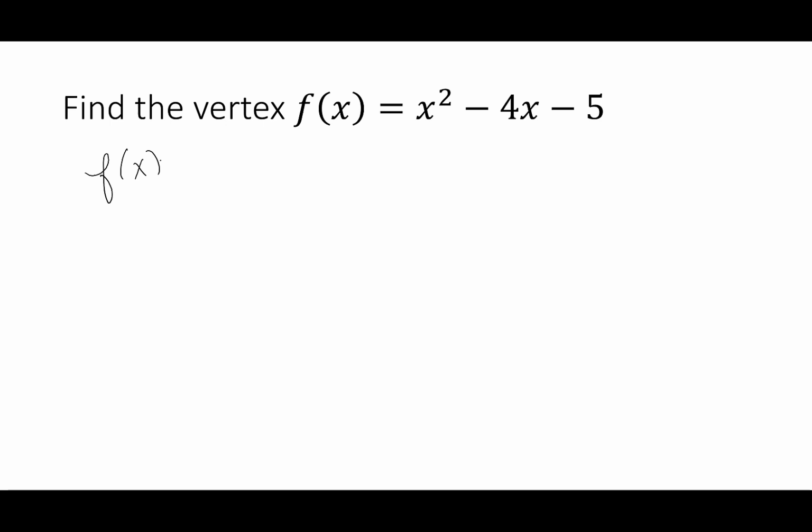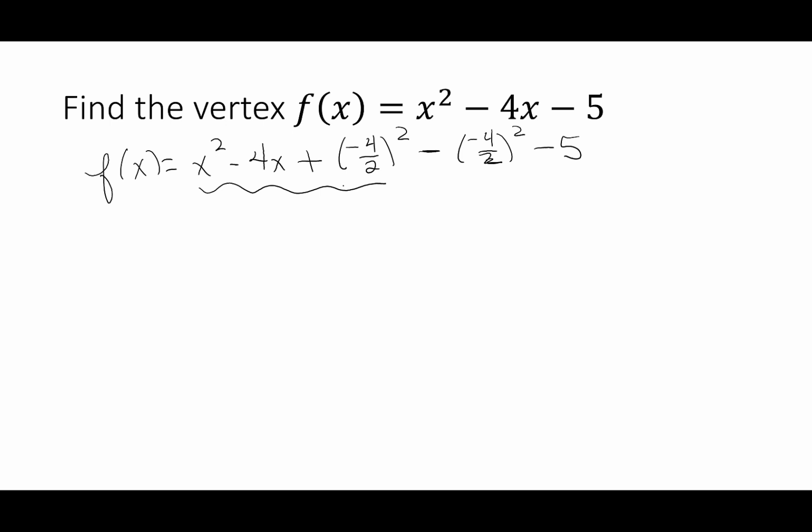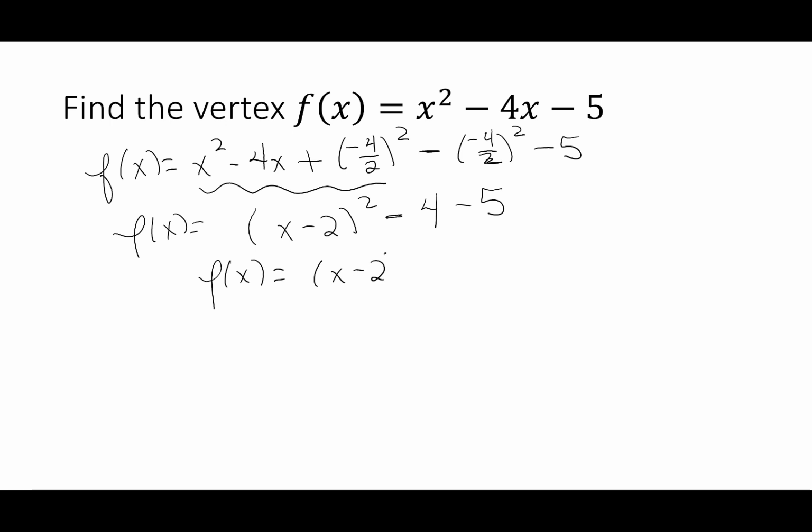So same start. I take x squared minus 4x. I add negative 4 over 2 squared. And then I subtract negative 4 over 2 squared. And then I still have my minus 5. So you want to make sure you always equal it out. So add and subtract. This whole front part, x squared minus 4x plus negative 4 over 2 squared becomes x minus 2 squared, minus negative 4 over 2 is negative 2, negative 2 squared is 4, minus 5. Now I have x minus 2 squared minus 9, so that says my vertex is 2, negative 9.